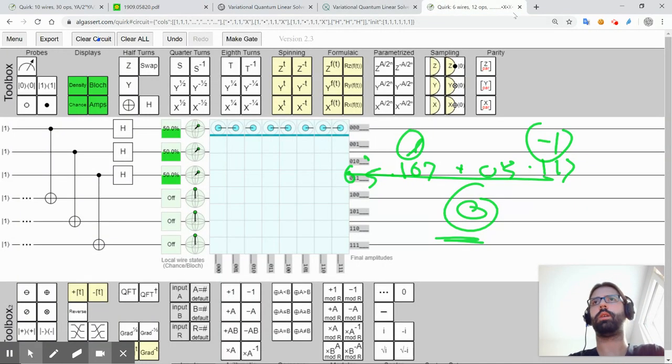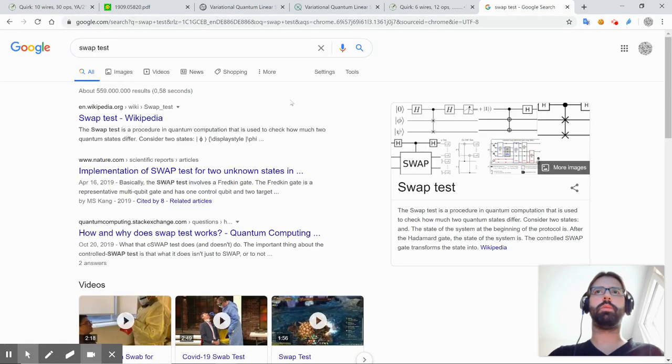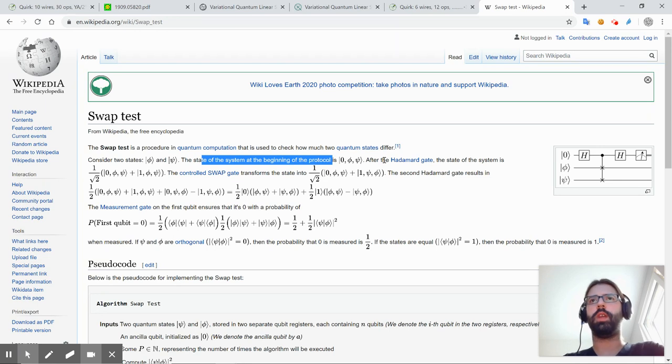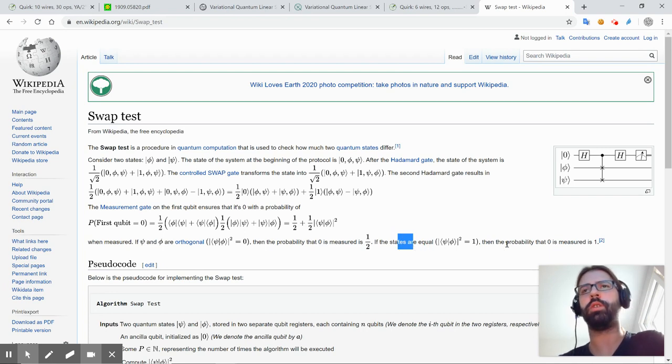So if I remember well, because that's exactly what I remember. Swap test. It's a control swap. It's a computation used to check how much two quantum states differ. Consider two states. After the Hadamard, the control circuit transforms the state. If they are orthogonal, then the probability that 0 is measured is 50%. If the states are equal, then the probability that 0 is measured is 1.